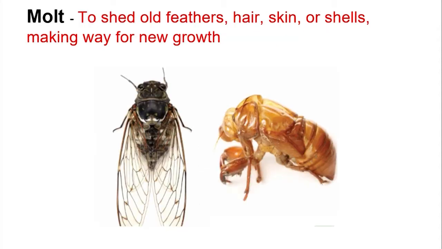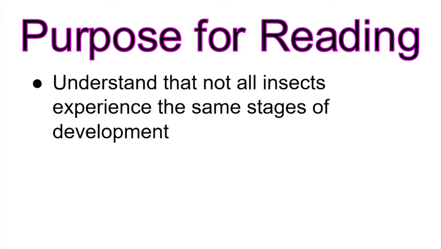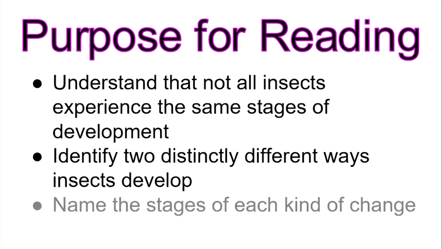And the word molt. Molt means to shed old feathers, hair, skin, or shells, making way for new growth. For an insect, this means shedding its old exoskeleton, as you will see here in the picture. So today, as we read, I want you to be listening for these facts. So here are our purposes for reading today. I want you to be able to understand that not all insects experience the same stages of development. Be able to identify two distinctly different ways insects develop, and name the stages of each kind of change.